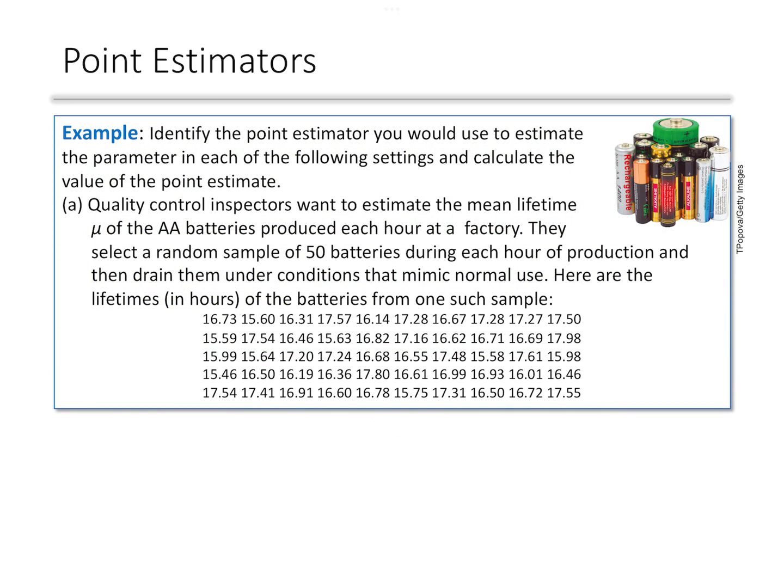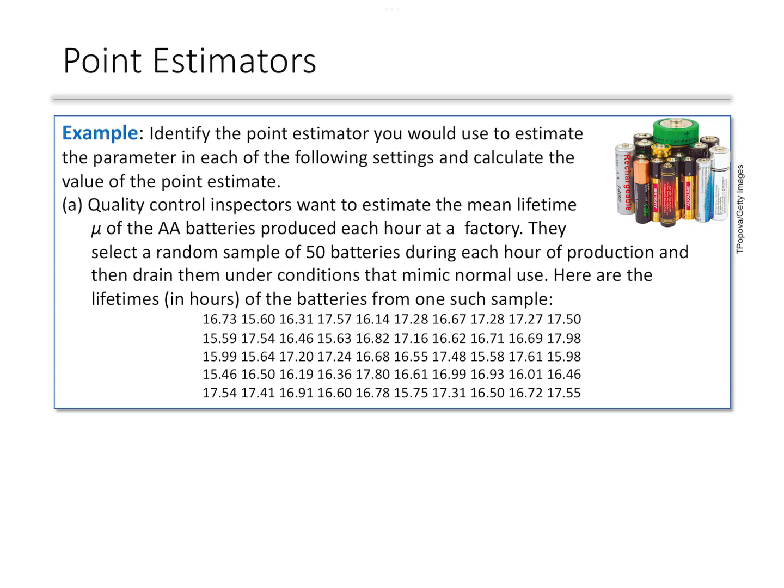So if we want to identify a point estimator, here we want to identify the point estimator you would use to estimate the parameter in each of the following settings, and we're going to calculate it. Here, quality control inspectors are estimating the mean lifetime of AA batteries produced each hour at a factory. They select a random sample of 50 batteries each hour of production and then drain them under conditions that mimic normal use. Here is the lifetime of those batteries, and it gives us all our information.